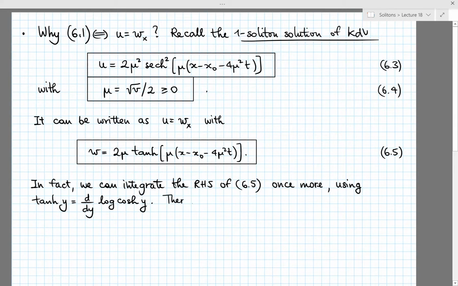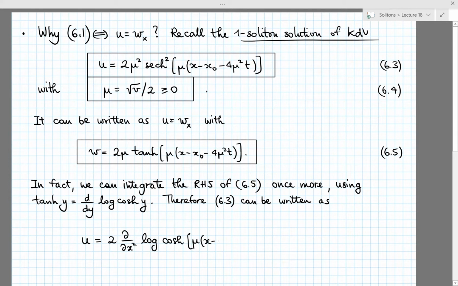And therefore, the one soliton solution of KdV 6.3 can be written as a second partial x derivative. So u is equal to 2 times the second derivative with respect to x of the logarithm of the hyperbolic cosine of mu times (x minus x naught minus 4 mu squared t).